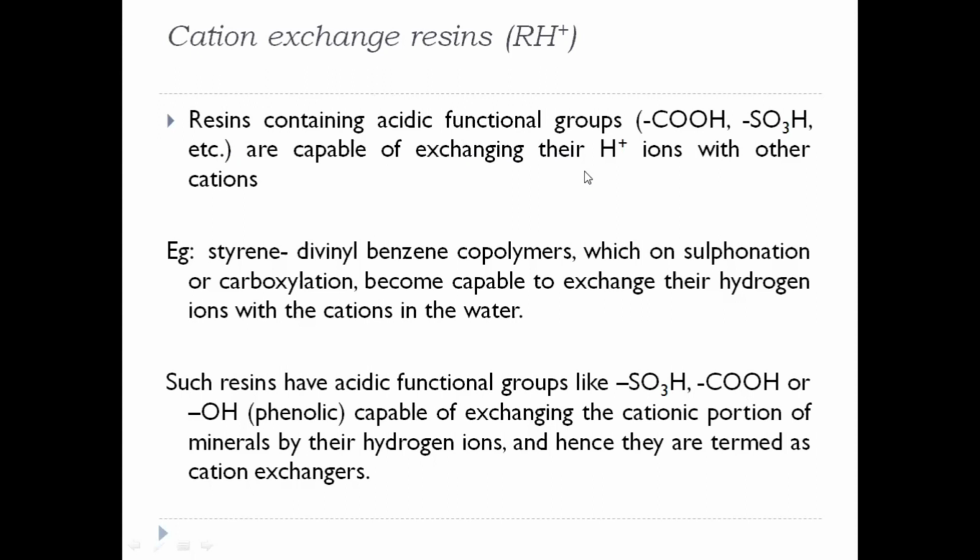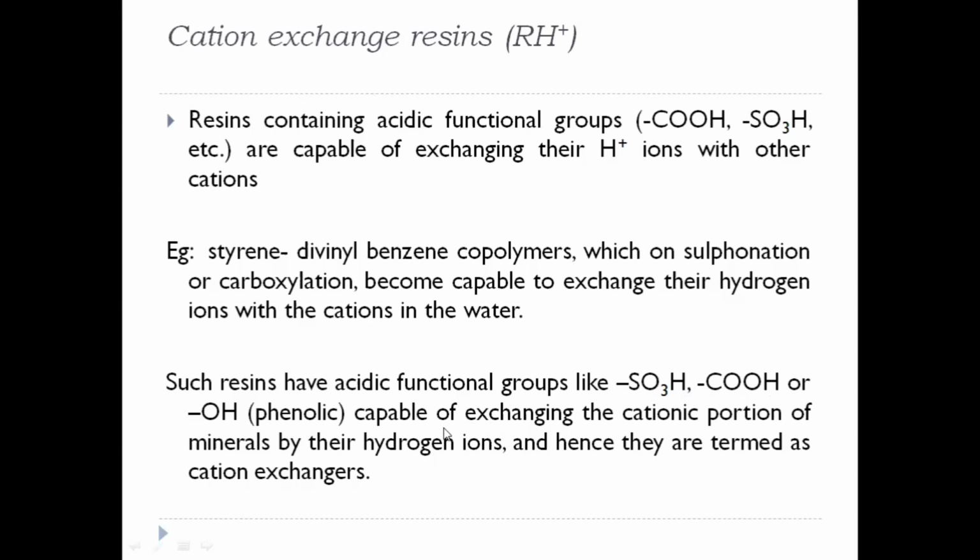This is an example for them. Next is cation exchange resin. The resin containing acidic functional groups are capable of exchanging their H plus ion with other cations, and that type of resins are known as cation exchange resin. One particular example is styrene divinyl benzene copolymer, which on sulfonation or carboxylation followed by acidification is capable of exchanging its hydrogen ion with the cations present in water, and that type of resins are known as cation exchange resin.